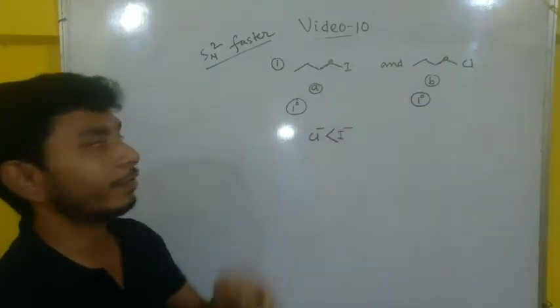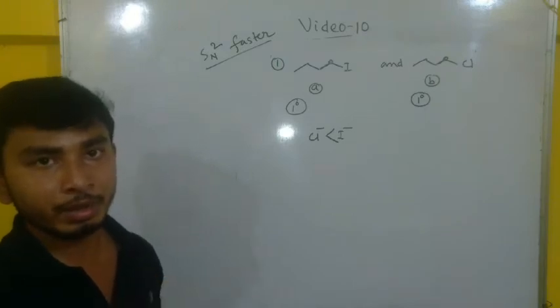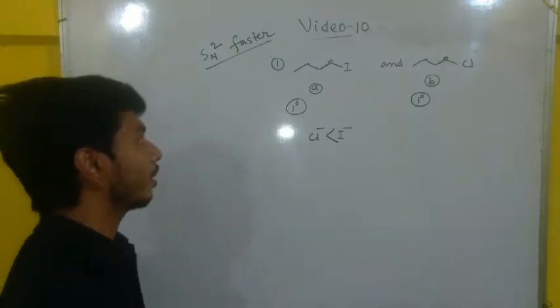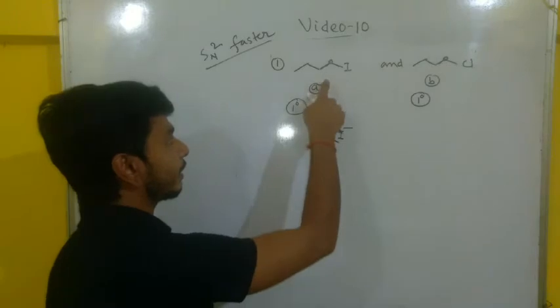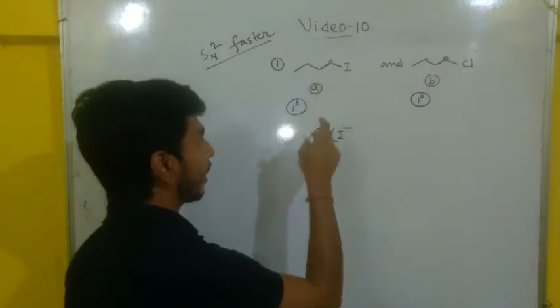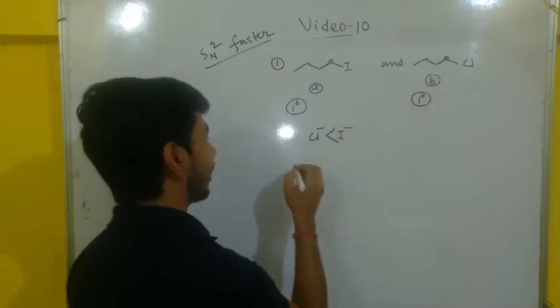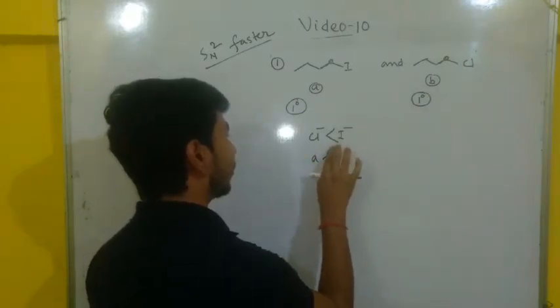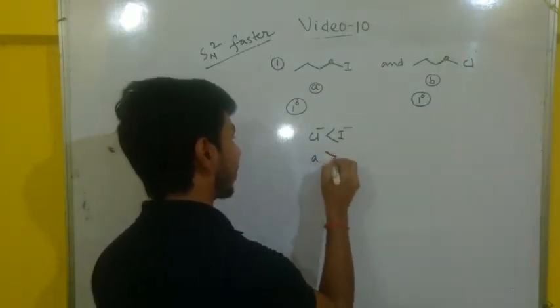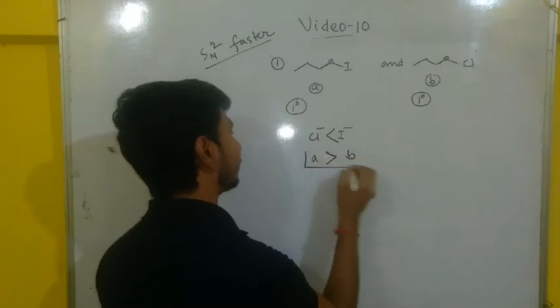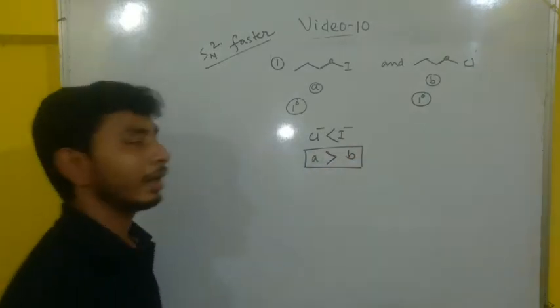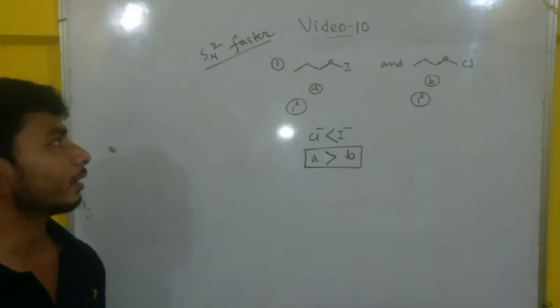So which one will react faster? A good leaving group favors the SN2 reaction. Here the good leaving group is present in A, so A will react faster than B.